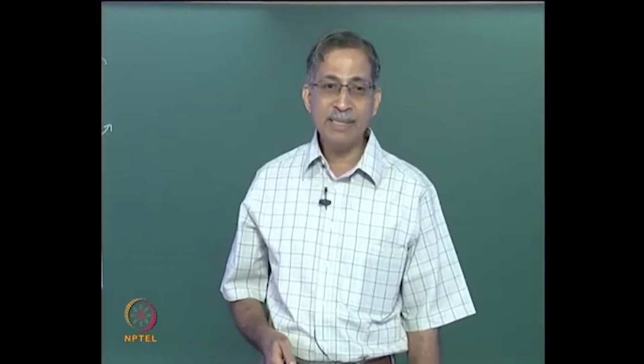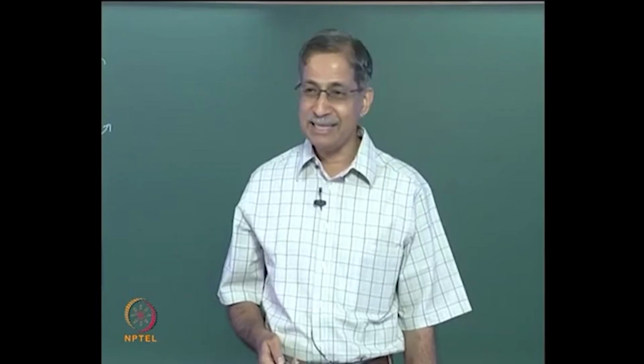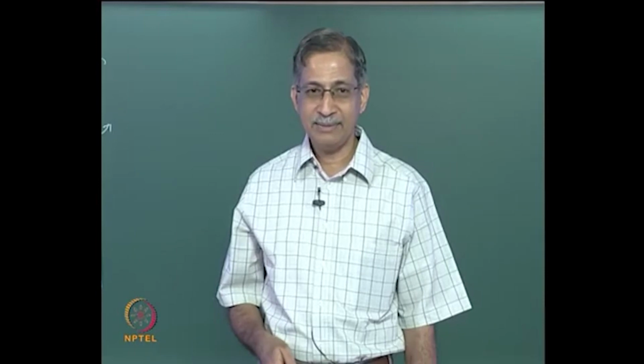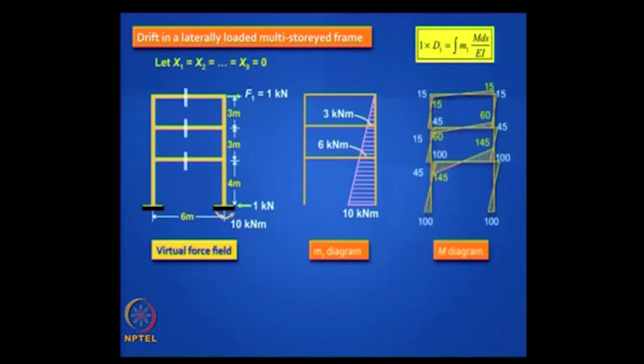Can you draw the bending moment diagram for this frame? It is very easy, it is just a cantilever. So it will look like that, so easy, right? Do you agree? Simple. 1 into 10 is 10 at the bottom, and 1 into 3 is 3, 1 into 6 is 6, 3 values. Now this is your M1 diagram, and this is the unit load method. You invoke the principle of virtual work.